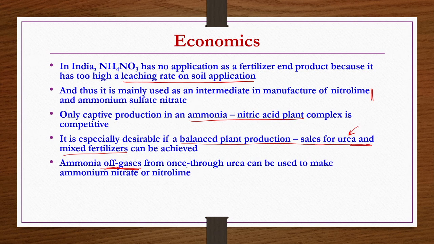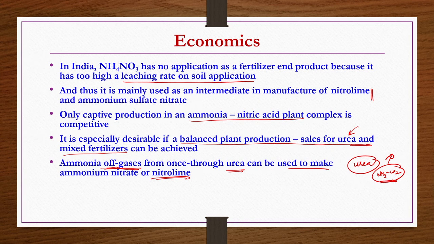Otherwise, ammonia off gases from a once through urea plant can be used to make ammonium nitrate or nitrolime. This we have already discussed in a previous class where we were discussing urea. In the urea production plant we have seen, the conversion is only 40 to 45% in a single pass. So the unreacted ammonia and CO2 off gases have to be efficiently recycled so that conversion increases, or you have to use them for some other purpose so that the plant is economically feasible or profitable. So one option is that this ammonia and CO2 off gas may be used for ammonium nitrate and nitrolime production after removing the CO2 from the off gases.